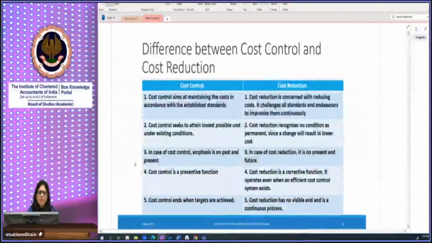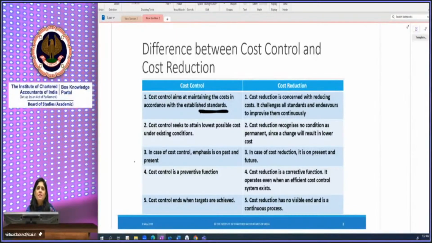Moving further, the difference between cost control and cost reduction. I just explained it, but let us see what it means. Cost control aims at maintaining the cost in accordance with established standards. This is important. Cost control will always happen, but there has to be some standards to achieve. Clear? Cost reduction is concerned with reducing cost. It challenges the standards also.